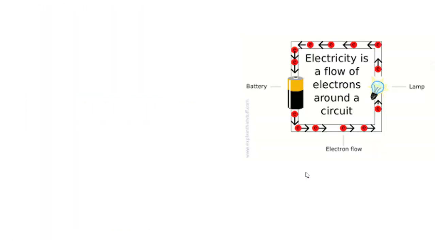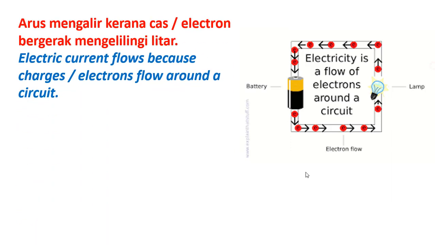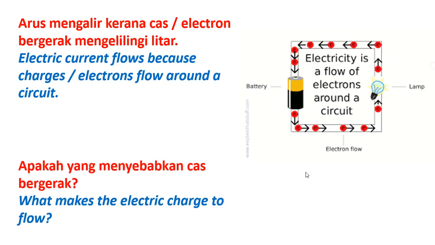Okay, this is a diagram of a circuit where current flows from the battery and lights up the bulb. So electric current flows because charge or electrons flow around a circuit. What makes the electric charge flow? So we are going to listen to a video to explain what makes electric charge flow.